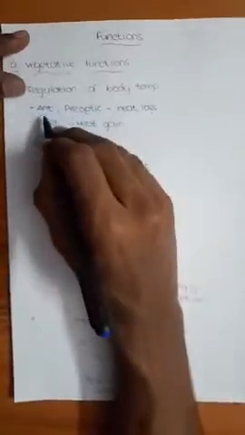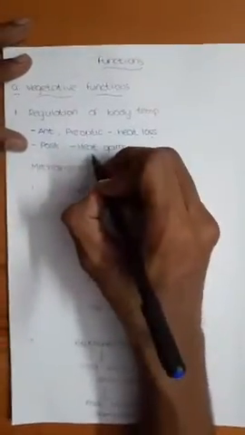Let us discuss in detail the functions of the hypothalamus. First, the vegetative functions, that is regulation of body temperature. The nuclei involved in this are the anterior preoptic nucleus which is responsible for heat loss, whereas the posterior nucleus is responsible for heat gain.